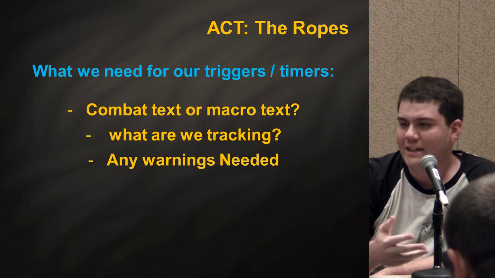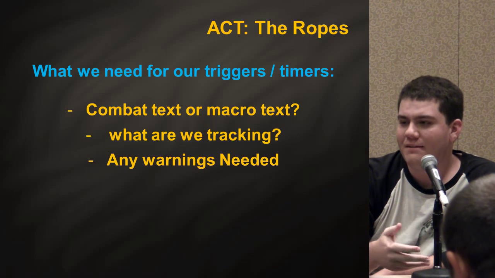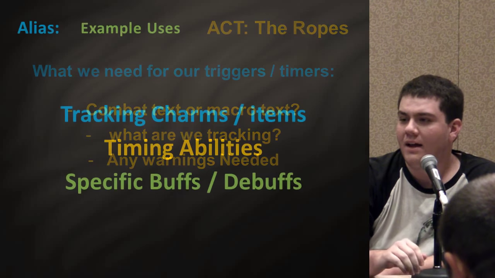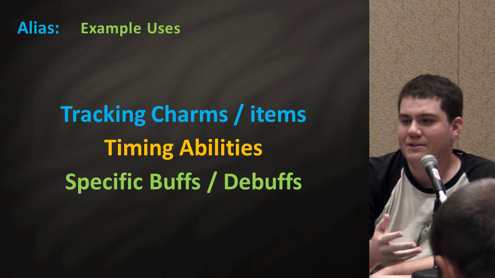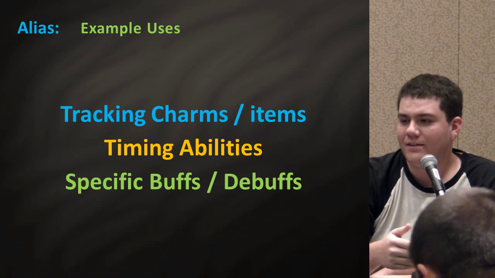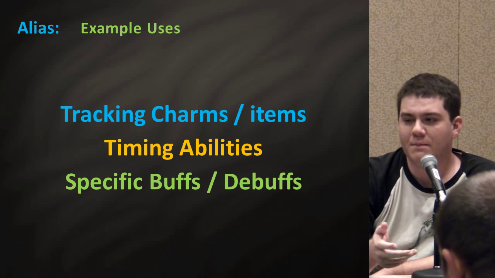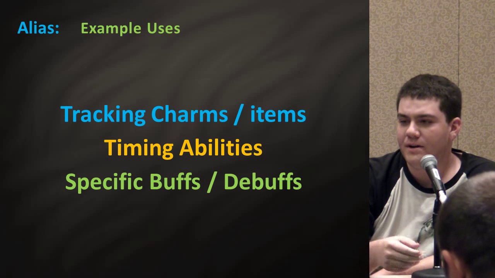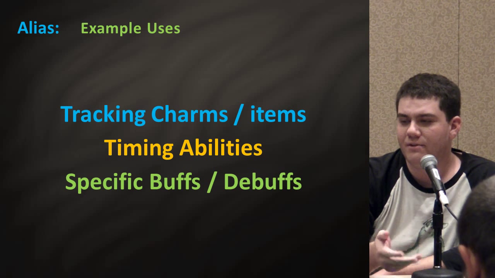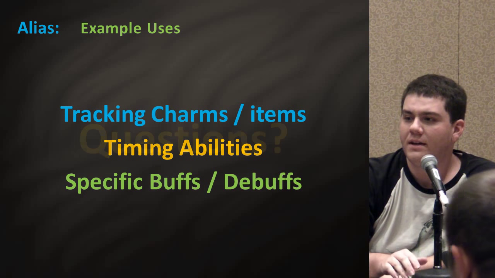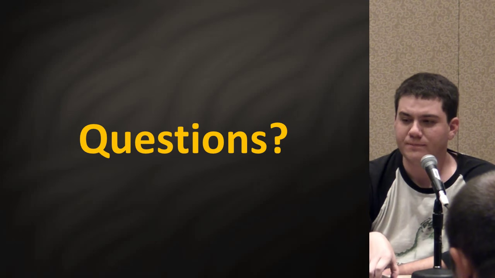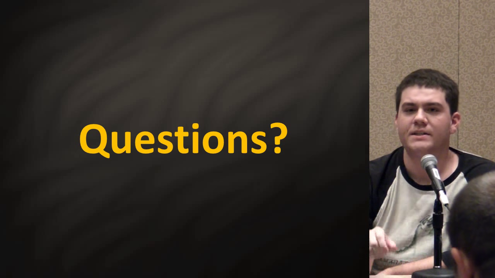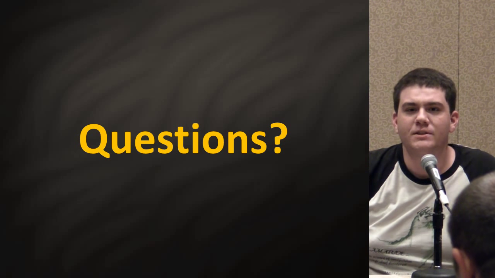Just to reiterate, think about what you are trying to find, what you are tracking, and what kind of warnings you need. Some ideas on this: if you have specific buffs or debuffs or abilities you're trying to make sure you always keep up, or even tracking your timers and reuse for certain charms and items. That's all I put in there for that, and I just wanted to see if anyone had any questions.